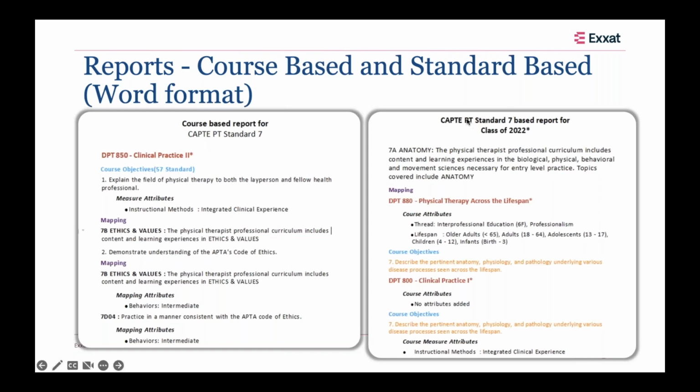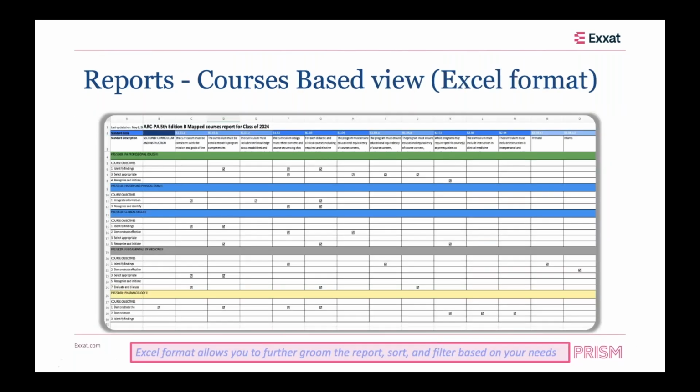On the right-hand side, you have a standard-based view. So for 7A Anatomy, which is a standard, all the courses that have mapping will populate in this report. So this is the Word-based format. And then this is the Excel-based format. So in the Excel-based format, again, you can have a course-based view or a standard-based view. This shows you a course-based view in which each of the rows are your courses and each of the columns is your standard. This sample is from RPA standard.